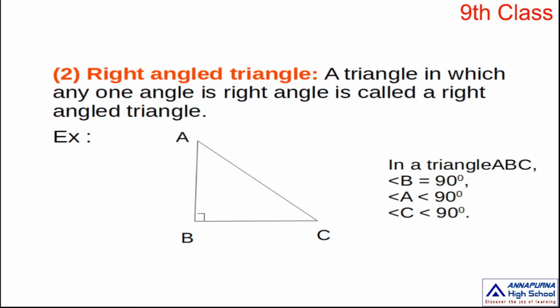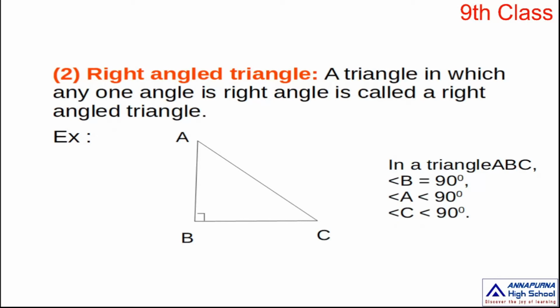Next, right angle triangle. What is the definition of a right angle triangle? A triangle in which any one angle is a right angle. Angle A is equal to 90 degrees, or angle B is equal to 90 degrees, or angle C is equal to 90 degrees. Any one angle is 90 degrees, so the triangle ABC is called a right angle triangle.